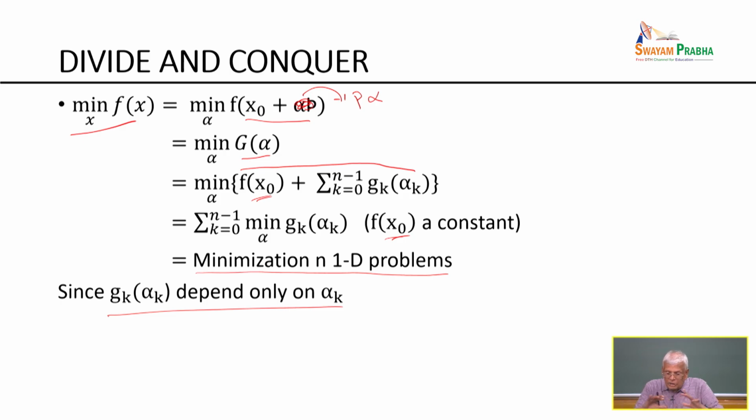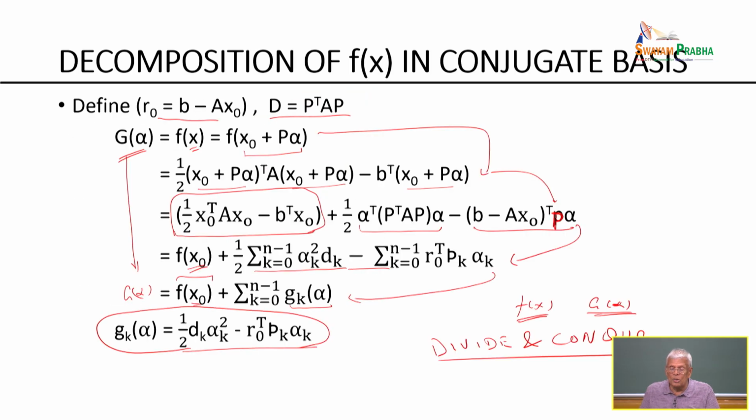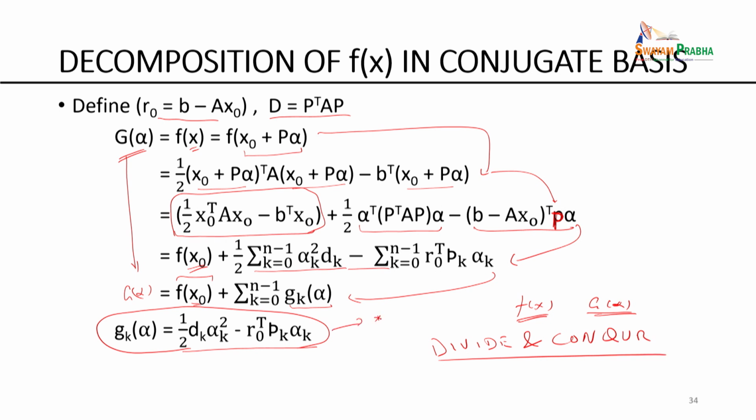So, it is this independence that I bring to the structure of the function by changing over from the standard basis to the conjugate basis that is the secret of this approach. It is the secret sauce that this approach uses. Now, we also know this G, what is the form of this G? This star, you may recall this G is the same G that occurred in the gradient method. It is a quadratic function of a single variable.